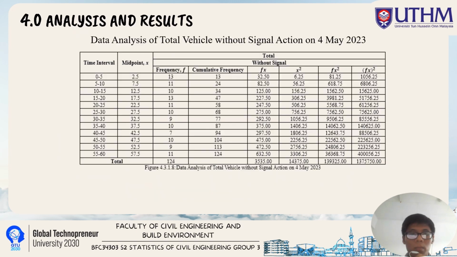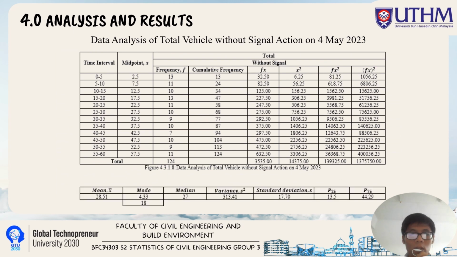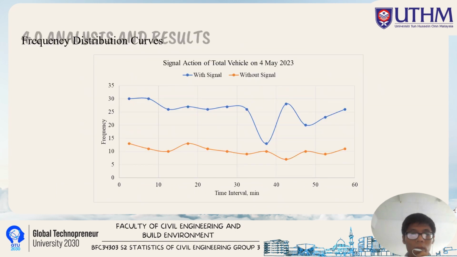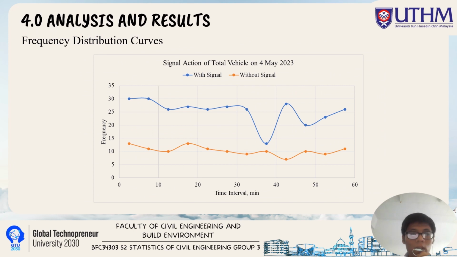This is the frequency distribution curve. In the frequency distribution curve for the total vehicles on the first day, the graph of without signal is more consistent than with signal. This graph shows the total vehicles on the second day. The graph of without signal is more consistent than with signal.